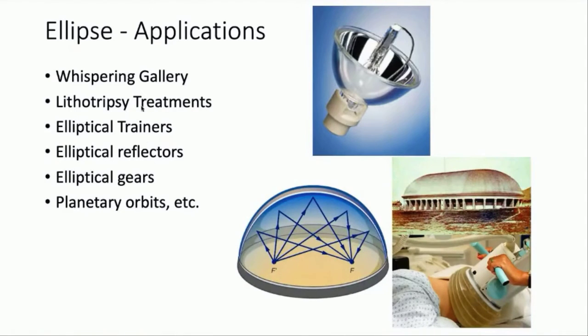And elliptical reflectors, as we know, are the silver colored foil in the light. Elliptical gears are used for transmitting power, and planetary orbits are elliptical, as we know. So these are some of the applications of an ellipse. We may not really know that it is an ellipse, but we are using it unknowingly. These are some of the applications of an ellipse, and we will move to the definition of an ellipse.